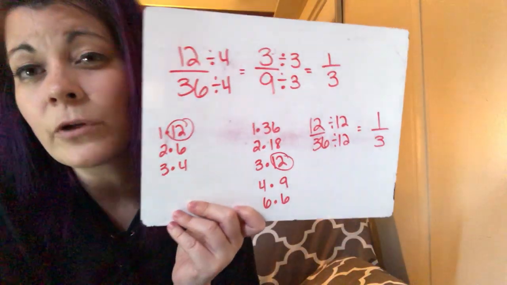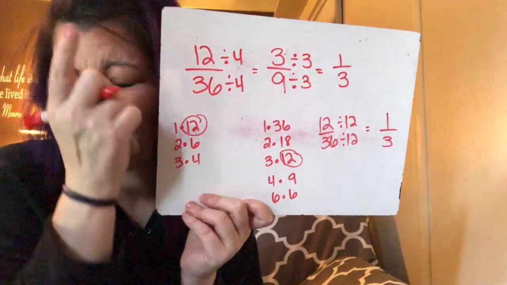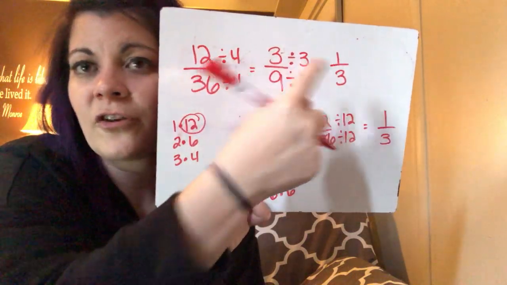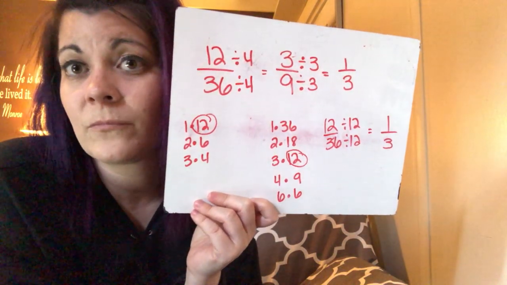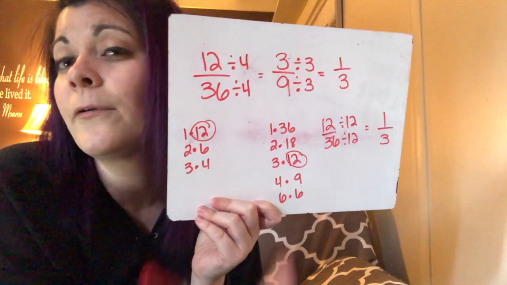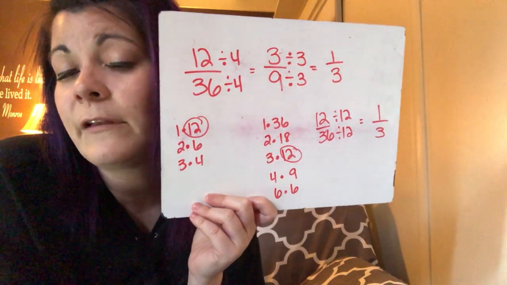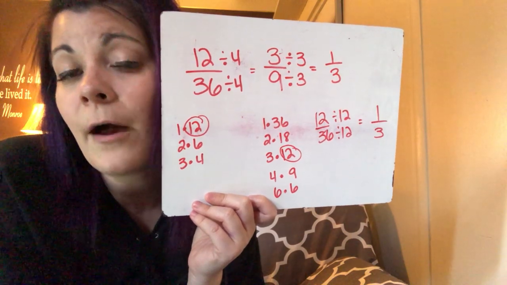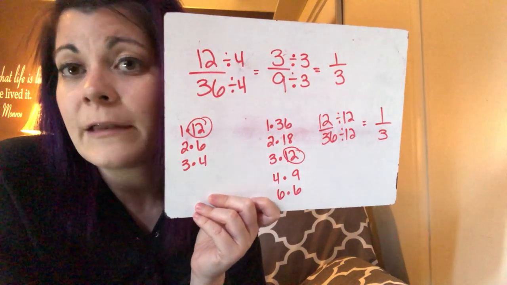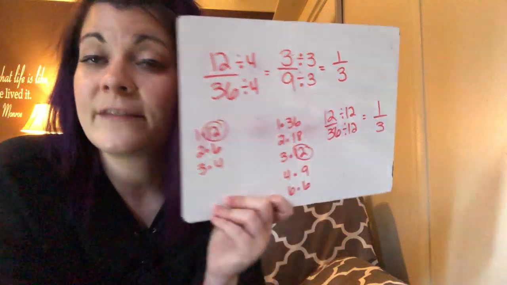But again, if you don't know your multiplication, you're going to have to, off the top of your head, just know that 12 and 36 can both be divided by 4. You're going to have to list your factors and find the common factor. And even if you don't divide it by the greatest common factor, that's fine. You just have to do it in more than one step.